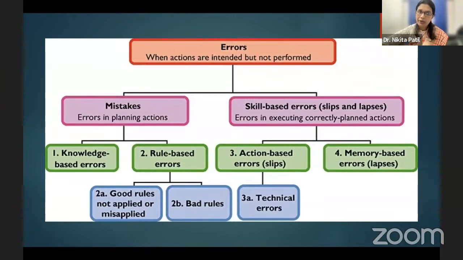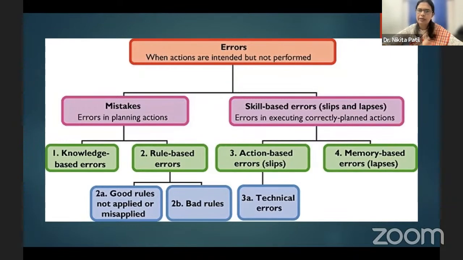Knowledge-based error. I know the antibiotic prophylaxis has to go before the tourniquet is raised. So that is a knowledge-based error. Rules, good rules and bad rules. We have to follow protocols, timing of heparin. So we have the knowledge, but we have forgotten or we are not doing it in the right way. The other is skill-based error.